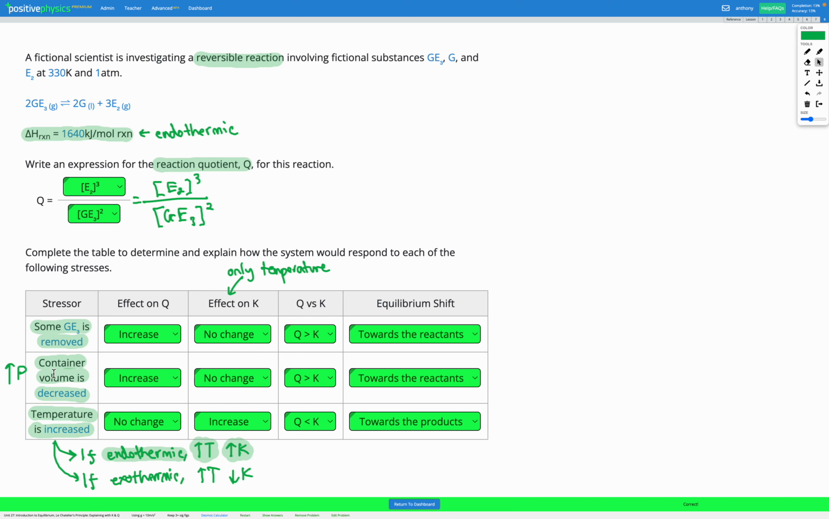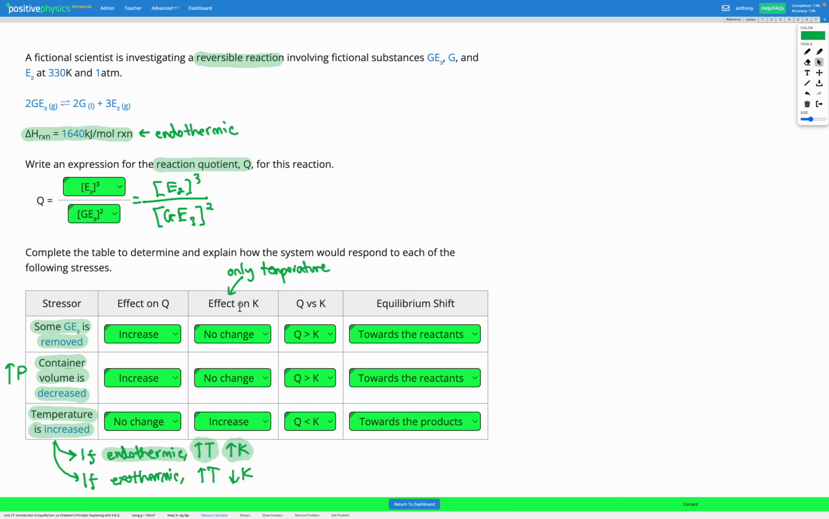If our container volume changes, our pressure is going to change, and therefore the concentrations of any gases are going to change. So if we have any gases in our Q equation, changing the container volume is going to change their concentration and therefore change Q. Changing the temperature does not affect Q. Next, we'll think about the effect on K.